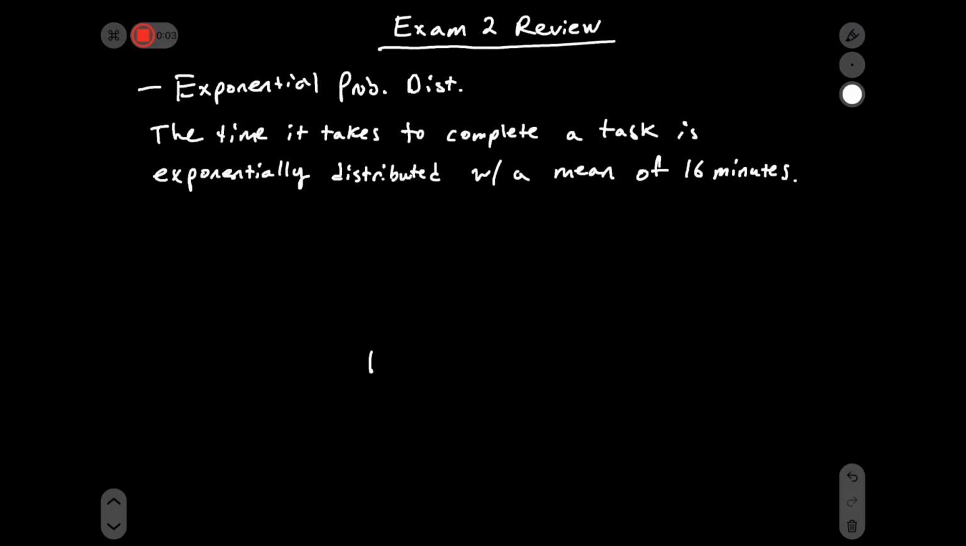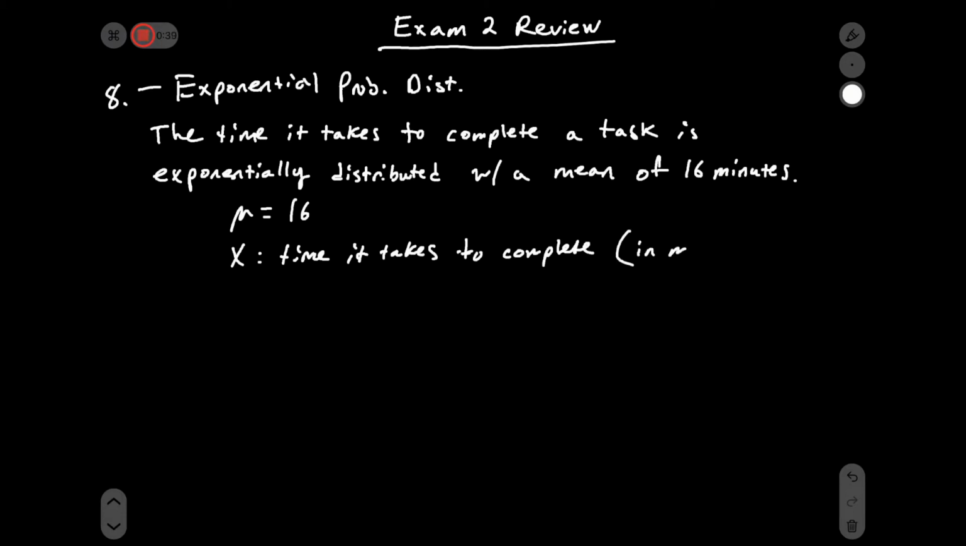In this problem 8 in the review, we are told that the time it takes to complete a task is exponentially distributed with a mean of 16 minutes. In other words, mu equals 16. And we'll define x as the time it takes to complete the task, also measured in minutes.